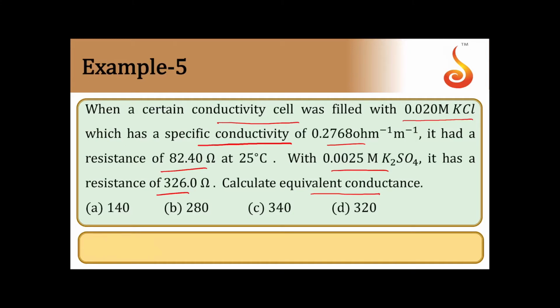They have given the concentration of potassium sulfate, that is 0.0025, as well as the resistance of the potassium sulfate solution, which is 326 ohms. They have also given us the conductivity of the cell when they have filled 0.02 molar potassium chloride. Let us see what steps we require now.